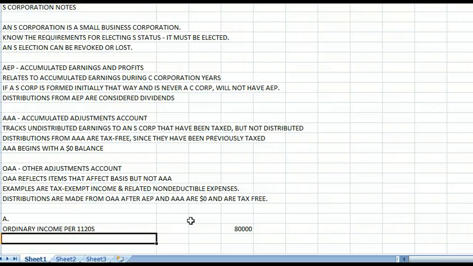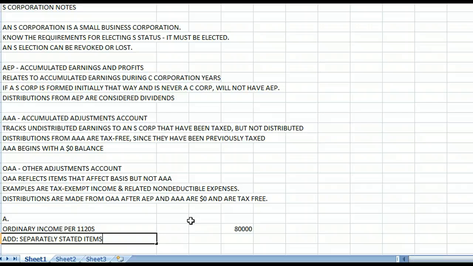All right, we're going to look at our separately stated items. So we're going to add our separately stated items. Separately stated items are things that will have characteristics unique to the individual members.